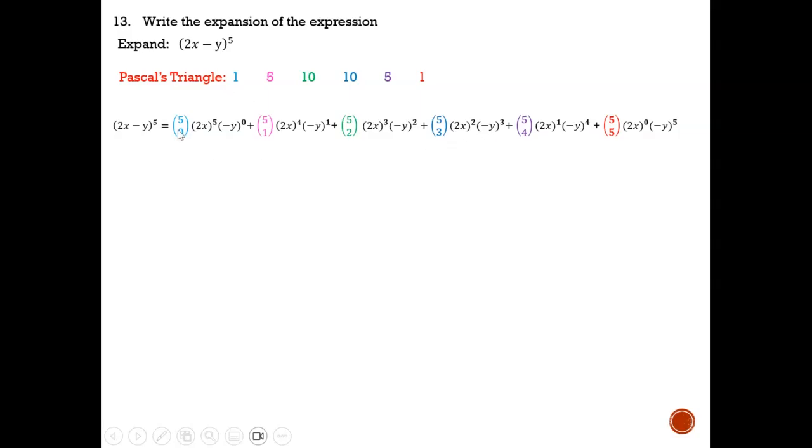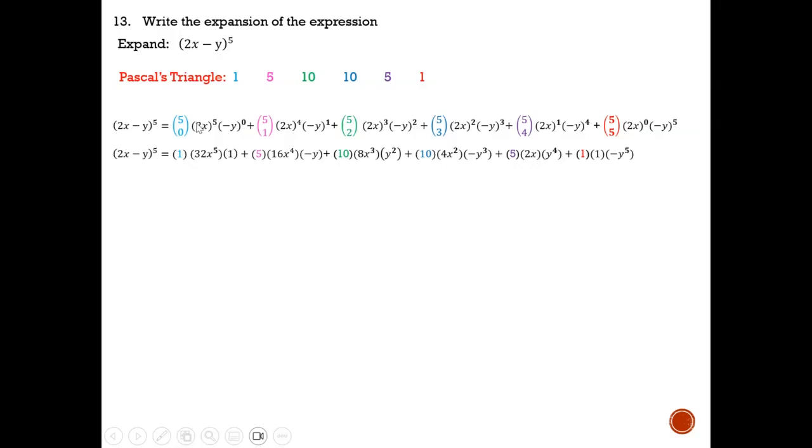But anyway, guys, 5 combination 0 is going to equal 1. 5 combination 1 is going to equal 5. 5 combination 2 is equal to 10. 5 combination 3 is equal to 10. 5 combination 4 is equal to 5. And 5 combination 5 is equal to 1.